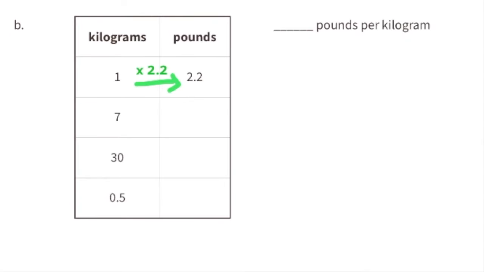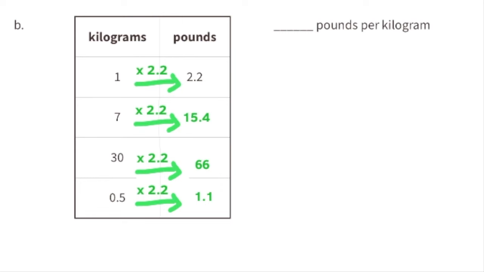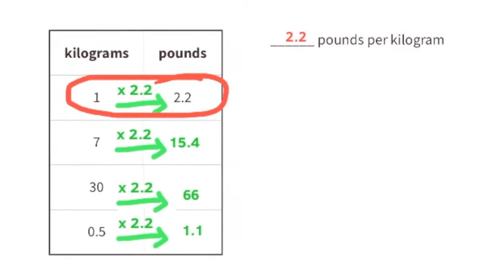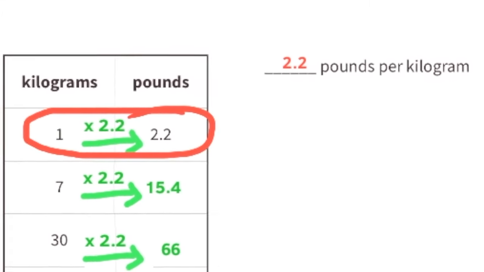1 kilogram times 2.2 equals 2.2 pounds. 7 kilograms times 2.2 equals 15.4 pounds. 30 kilograms times 2.2 equals 66 pounds. And 0.5 kilograms times 2.2 equals 1.1 pound. This is 2.2 pounds per kilogram.